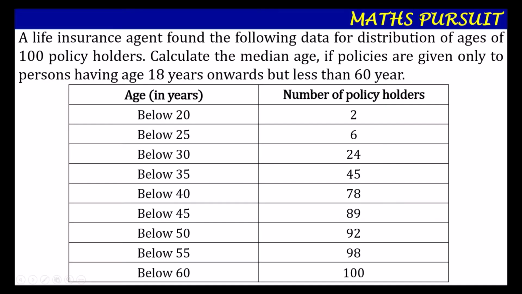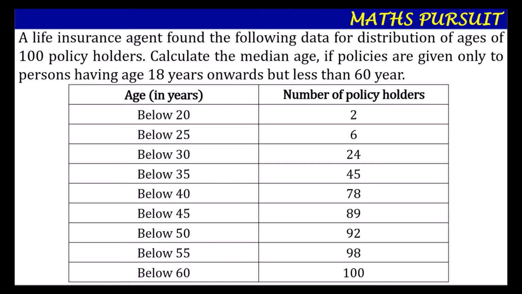The given question is, a life insurance agent found the following data for distribution of ages of 100 policy holders. Calculate the median age if policies are given only to persons having age 18 years onwards but less than 60 years. And the given data is like age in years in one column and number of policyholders in another column.